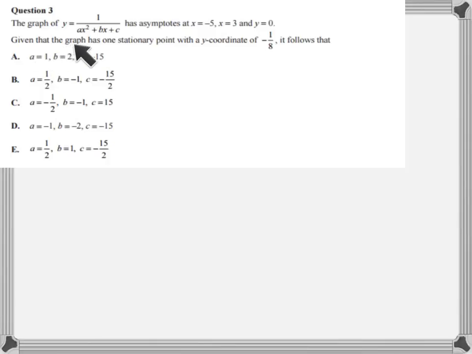Now the graph of this reciprocal function with a quadratic in the denominator. Okay, so we're told that it has an asymptote at x equals -5 and x equals 3, and a third asymptote, horizontal asymptote, y equals 0. And then we've got one stationary point, and this stationary point has a y coordinate. All right. Now, this is a bit like working backwards. We're given the shape of the function, and our job is to work out what the a, b, and c parameters are in the reciprocal function.